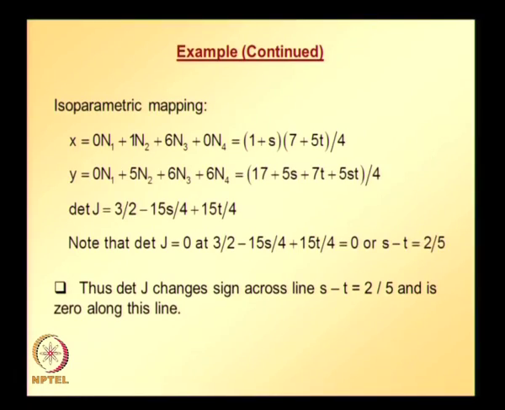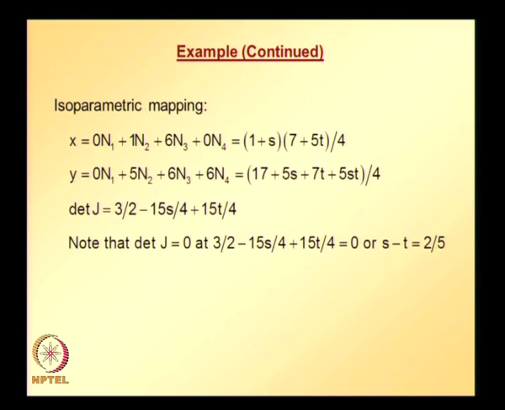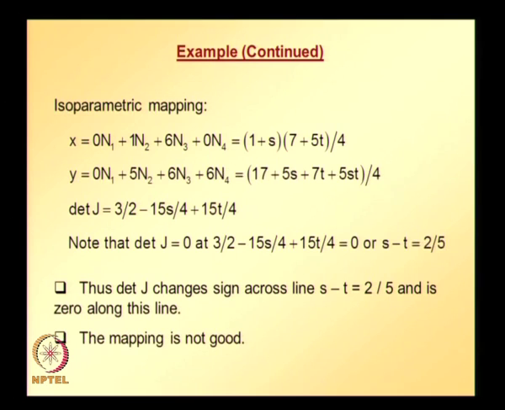So, here in this case it turns out that mapping is not good, because determinant of J changes sign across the line, which is going to cut the element domain. So, determinant of J is going to be 0 along this line, S minus T is equal to 2 over 5. So, mapping is not good. And this is one way of checking mapping, that is using determinant of J.